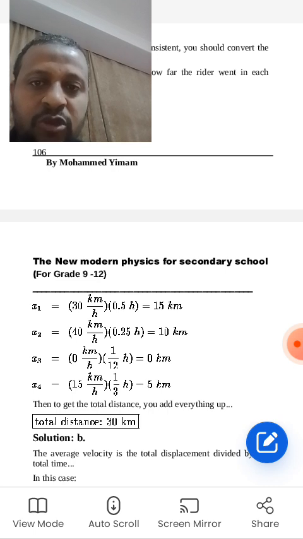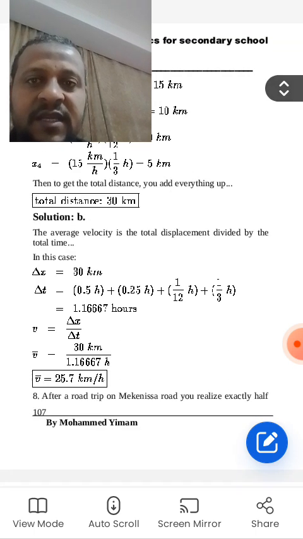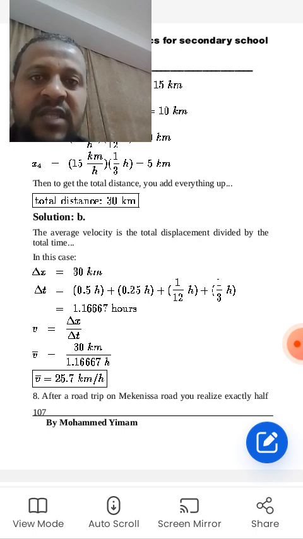15 km per hour multiplied by 1 over 3 hour, which is equal to 5 kilometers. Then to get the total distance, you add everything up. Total distance is equal to 30 kilometers. Solution B. The average velocity is the total displacement divided by the total time. In this case, change in x is equal to 30 kilometers.